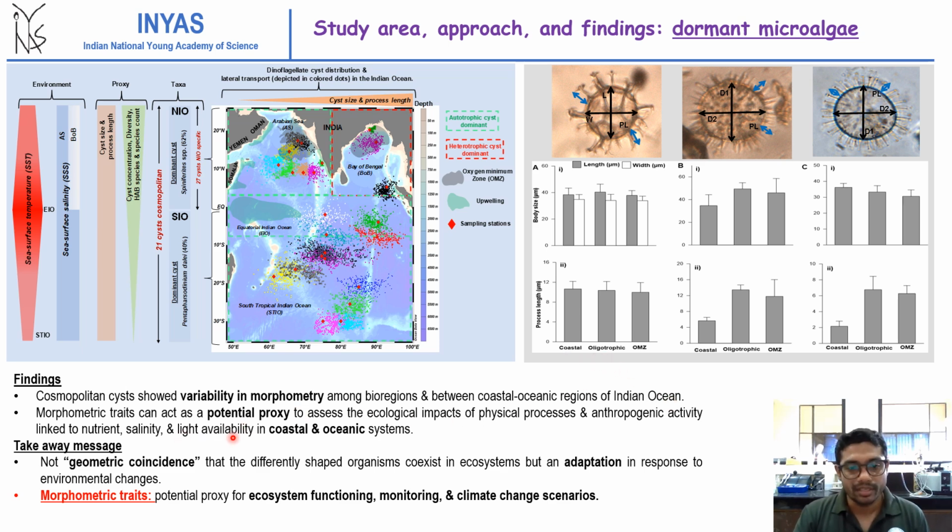Morphometric traits can act as a potential proxy to assess the ecological impact of both physical and anthropogenic activity, which is mostly linked to nutrients, salinity and light availability in coastal and ocean systems. So the major takeaway of this study is that geometric shapes are not a coincidence, but they are a form of adaptation in response to environmental changes. And morphometric traits are basically potential proxies for ecosystem functioning, monitoring, and climate change scenarios.